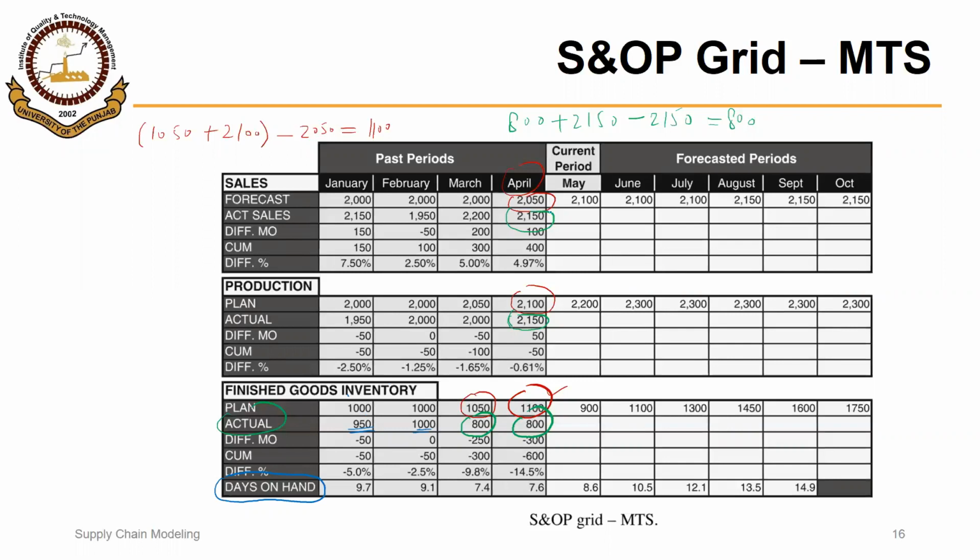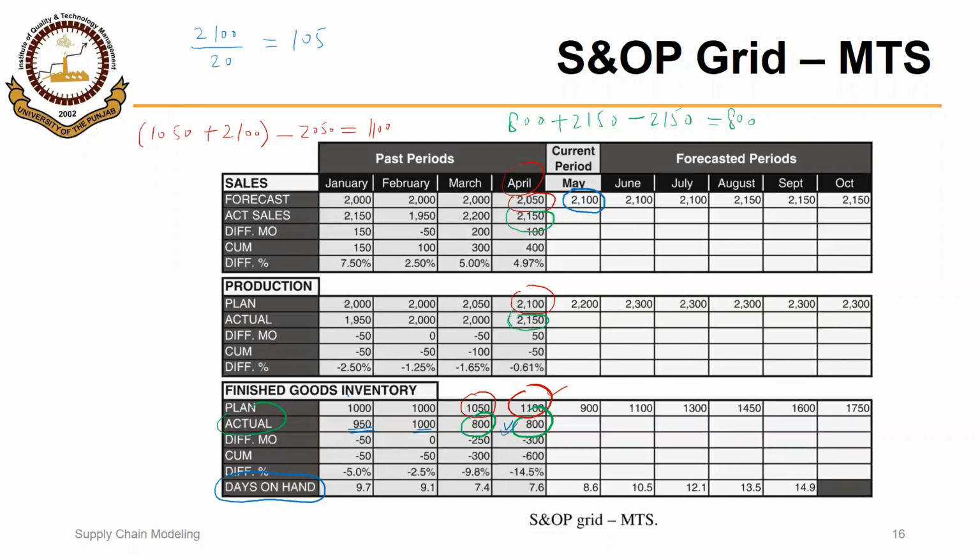For example, if we talk about May, there is a forecast of 2100 units for the month of May, and you have 800 units on hand at the end of April. So according to this demand of 2100 units, how many days' worth of inventory are these 800 units? So first we need to convert this demand, that is the monthly forecast, into a daily forecast. So let's assume that there are 20 working days in the month of May, so the monthly forecast of 2100 units will equal a daily forecast of 105 units.